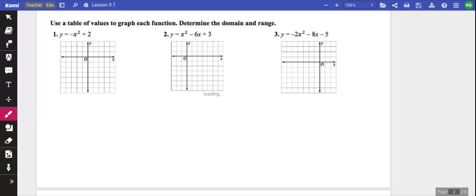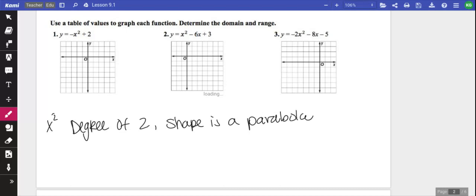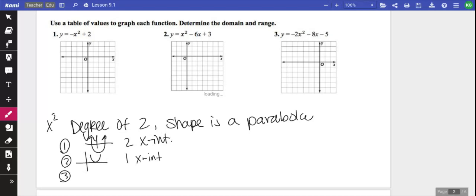Now remember that a quadratic is anything that starts with x squared, and because it has a degree of 2, that tells you the shape is a parabola. And you have 3 types of parabolas. You can have one that crosses twice and has 2 x-intercepts. You can have one that sits on the line and so it only has 1 x-intercept. Or you could have what's called a floater, something that doesn't cross at all, and so it has no x-intercepts or no solution.